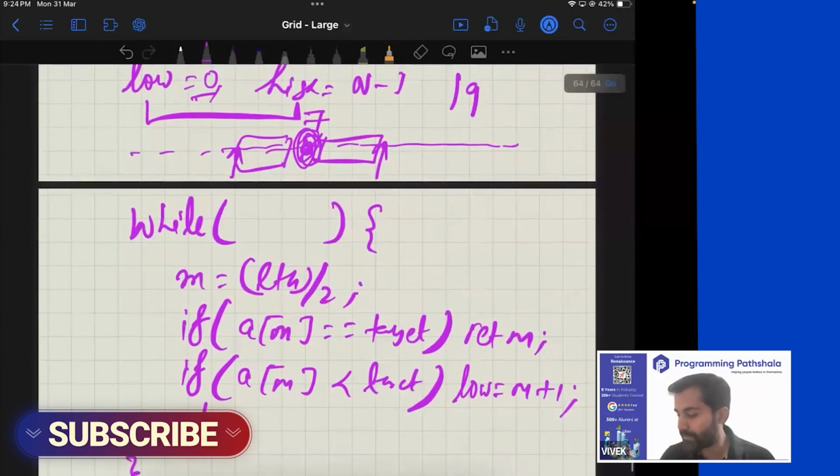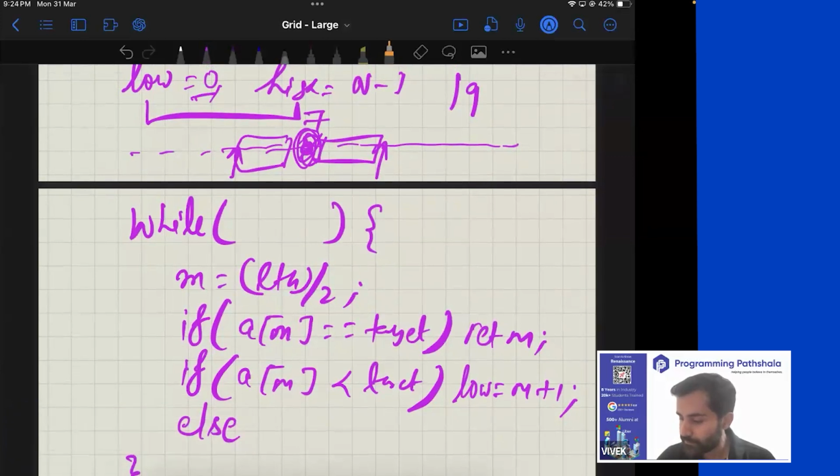What does the else case mean? Else case means that, let's say your target, instead of 19, it was 1.